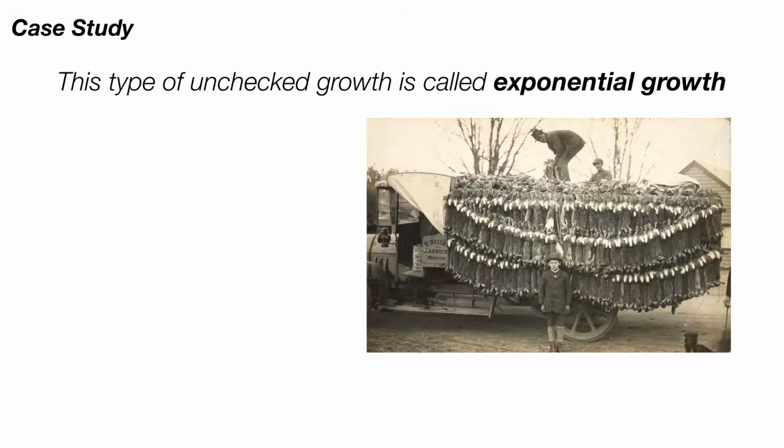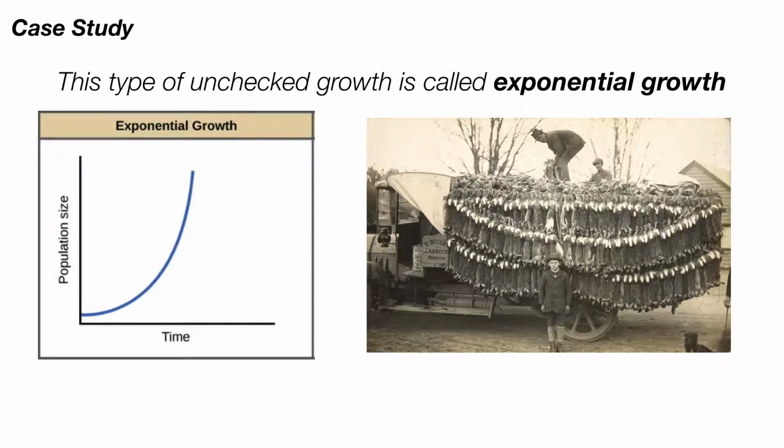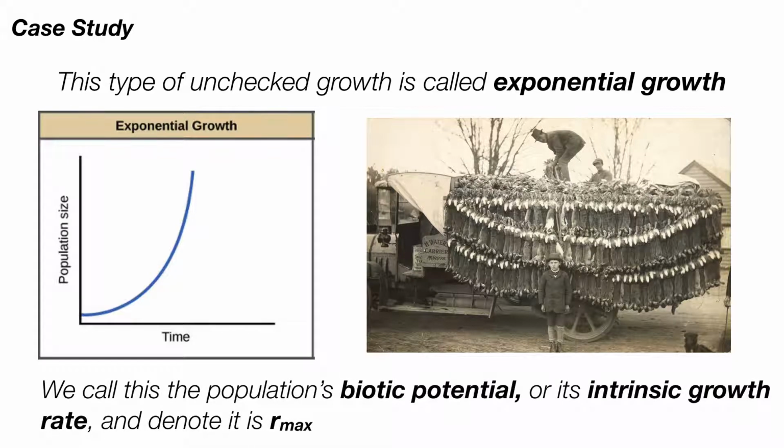So this type of unchecked growth, like we just talked about in these rabbits, is called exponential growth. Oftentimes you'll see a graph like this, and sometimes it's called a J curve. That's because it's shaped like a J. This exponential growth is basically unchecked. There are few predators, there are abundant resources, and so the birth rates skyrocket, death rates are low, and so you get this really, really rapid growth rate.